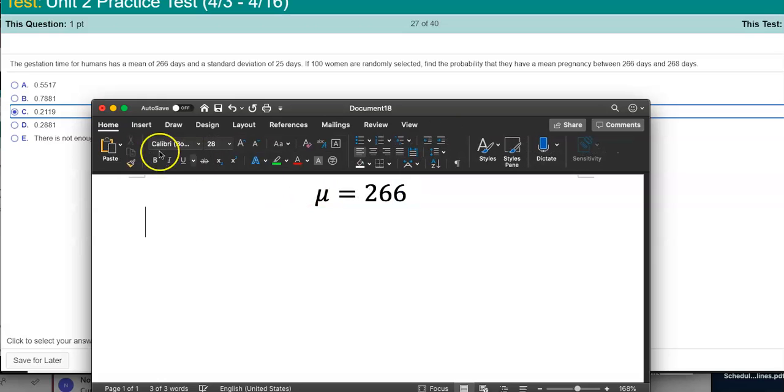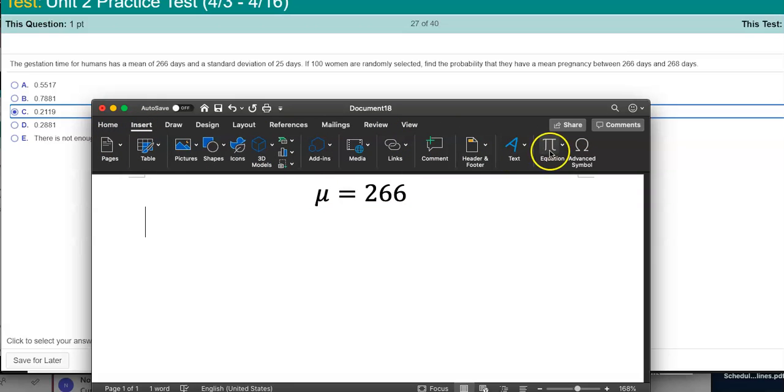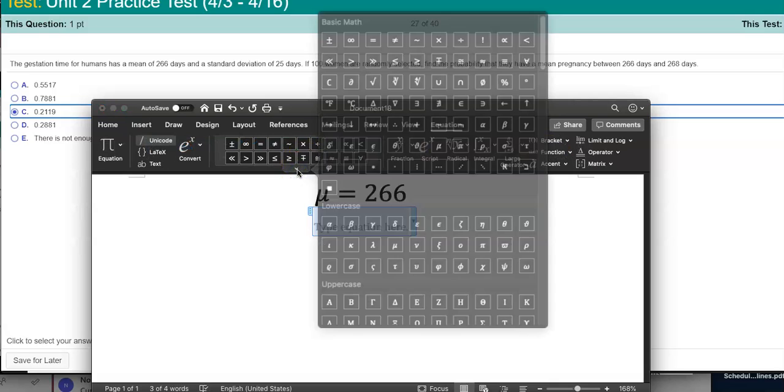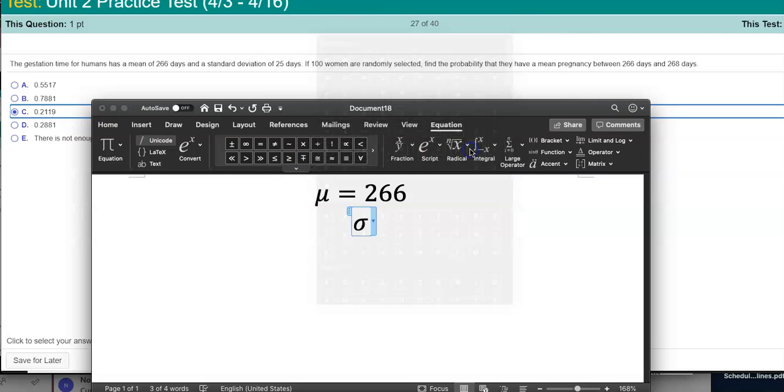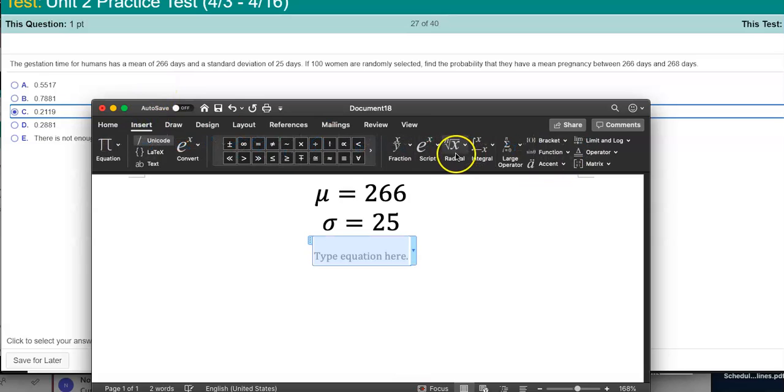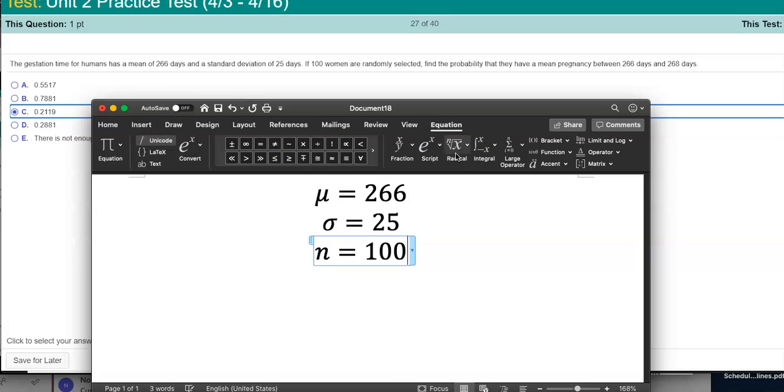And the standard deviation of 25 days. Now, those two numbers are both parameters, standard deviation of human population, right? So that's going to be little sigma for population standard deviation. So I got those two numbers. If 100 women are randomly selected, that's a sample size, isn't it? So I'm going to say n equals 100.